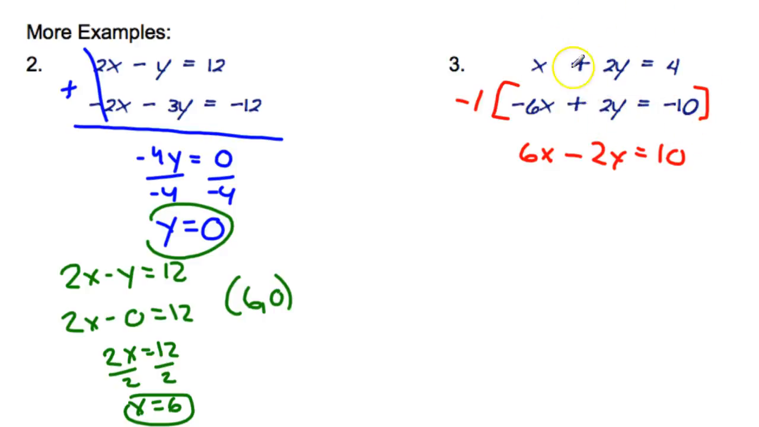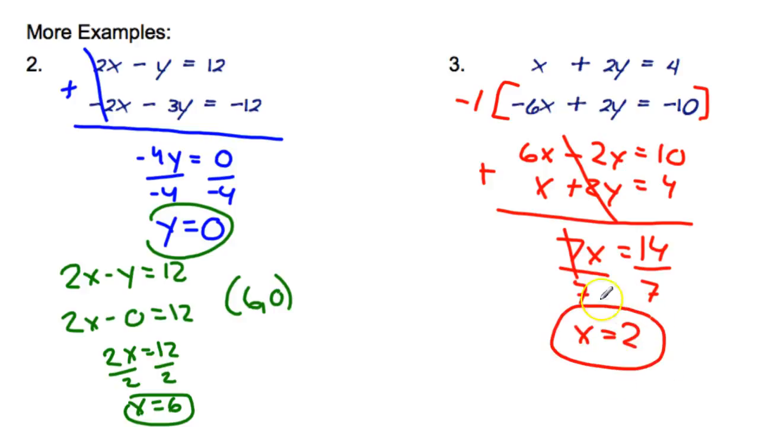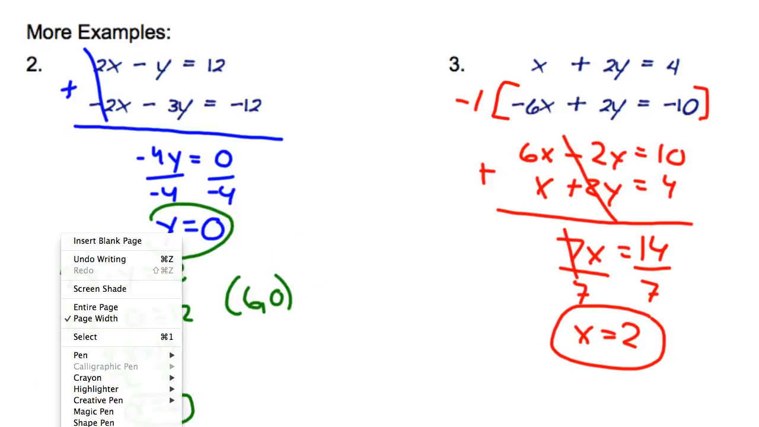Now I'm going to rewrite the first equation. We have x plus 2y equals 4. So now these two will cancel. This one's a negative 2y and a plus 2y. At the beginning, they were both plus 2y. So those cancel. And I add these together. 6x and x will be 7x. 10 plus 4, 14. To get x by itself, I divide by 7. Divide by 7. That cancels. X equals 2. Bam.